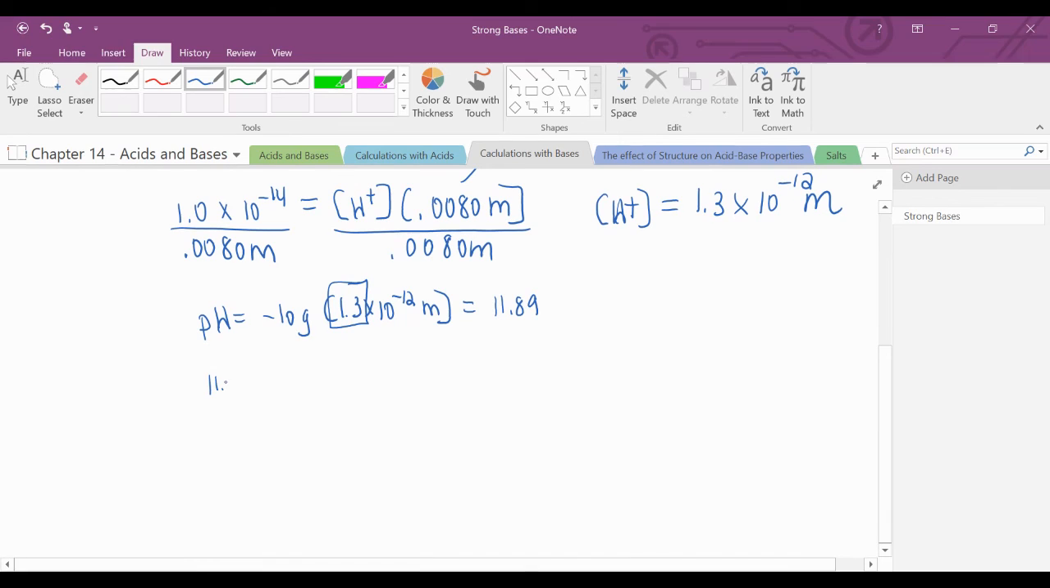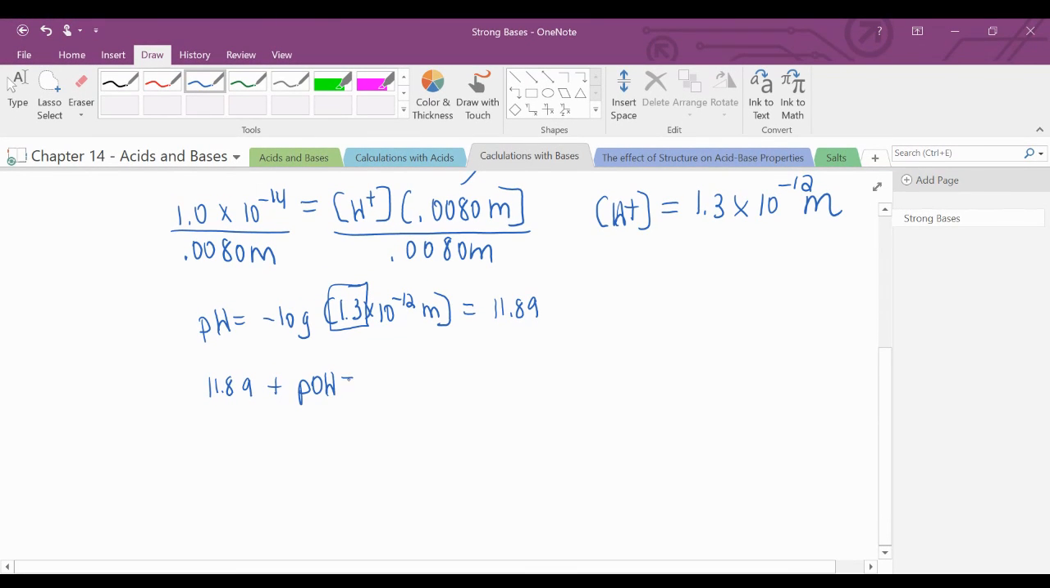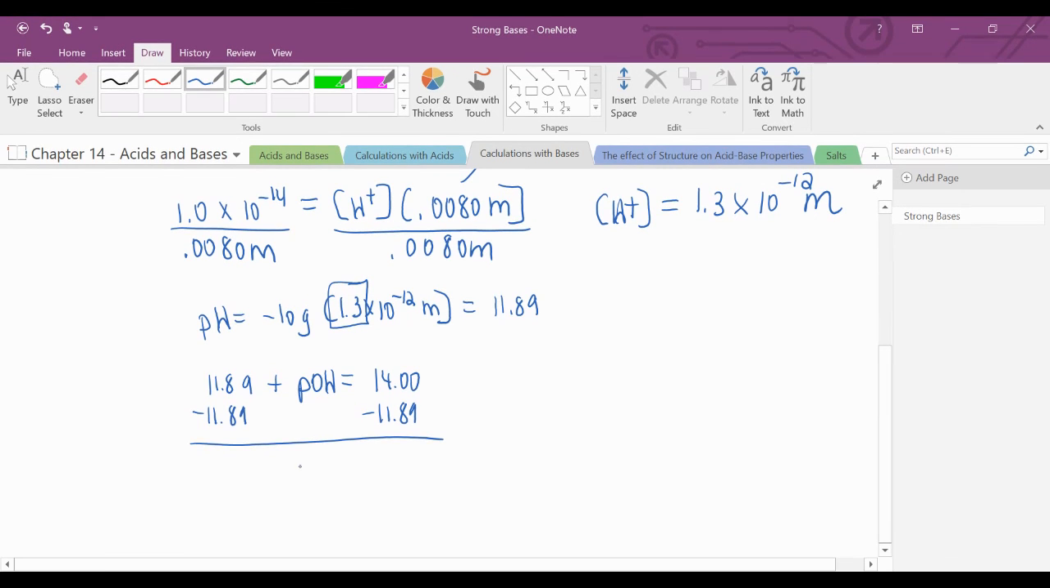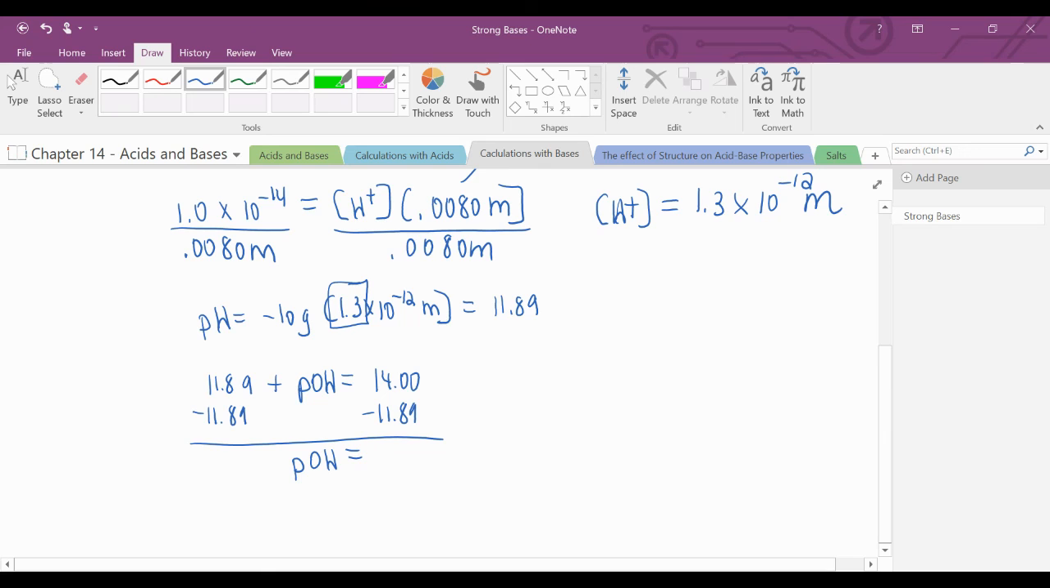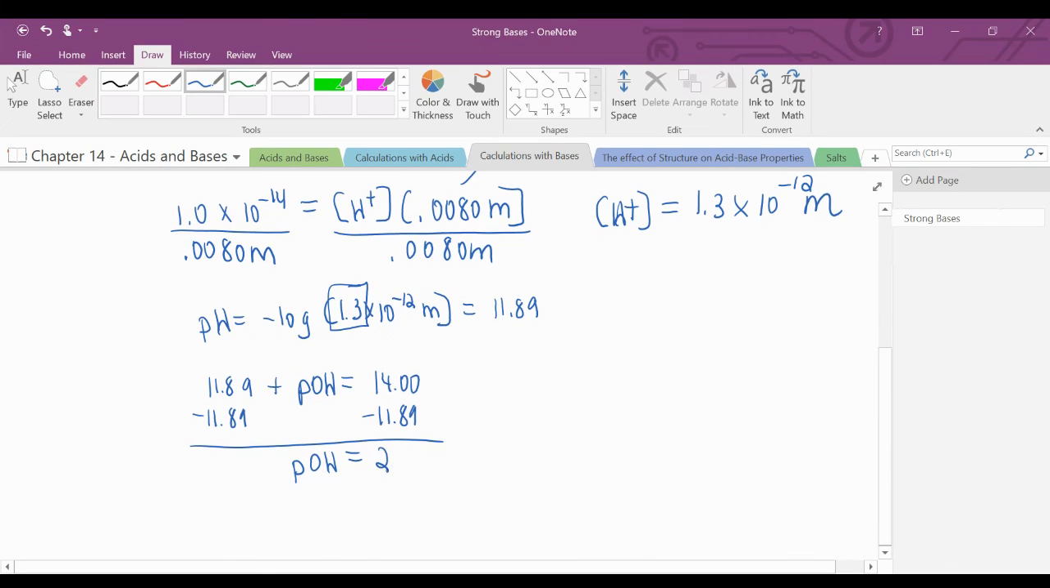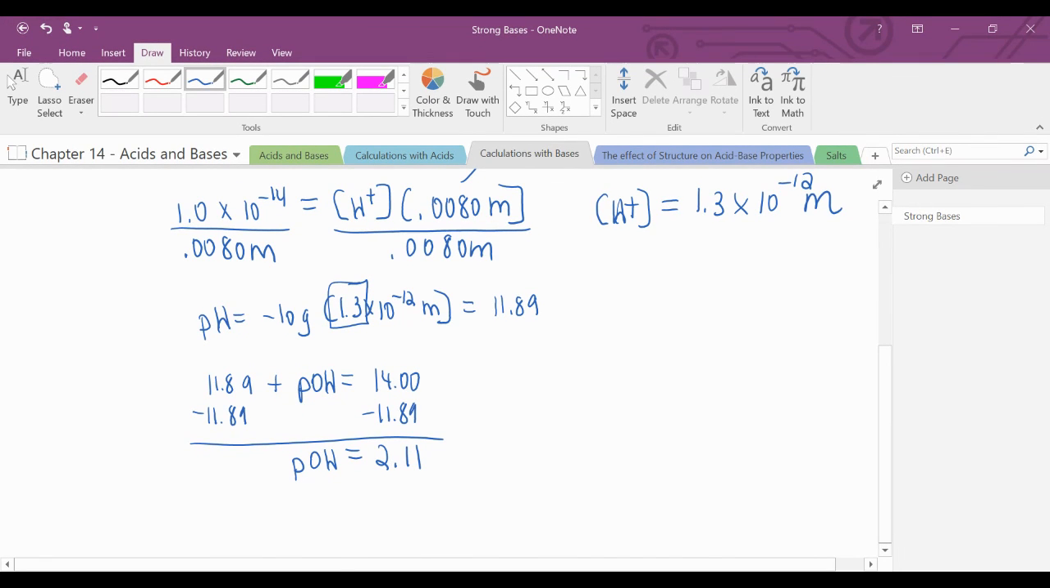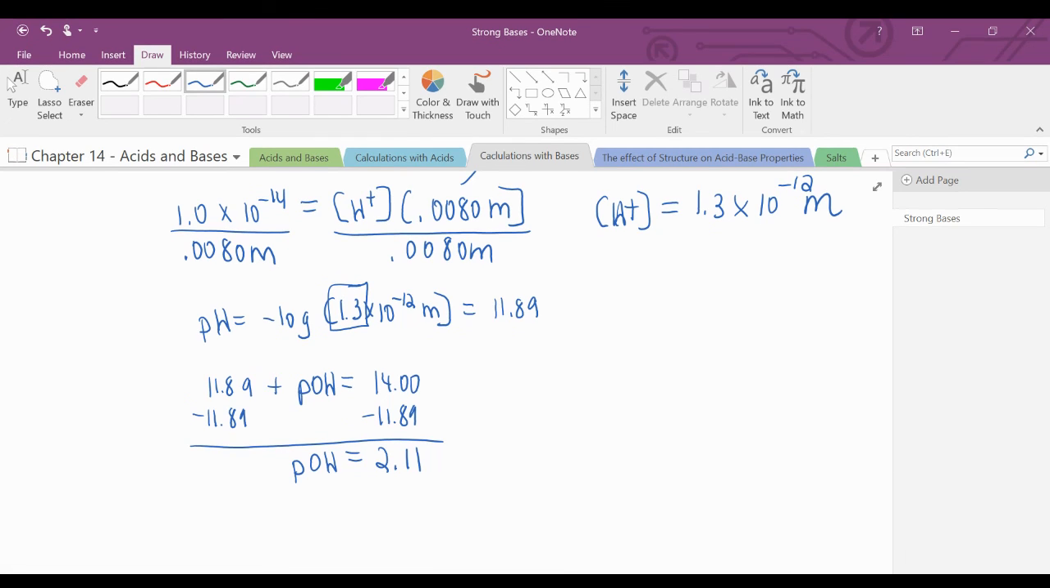And if I add the pH to the pOH, this would equal 14. And so both my 14 and my 11.89 have 2 decimal places. So your pOH should have 2, you get 2.11 as your pOH. So now you should be able to solve problems that are related to strong acids and strong bases.